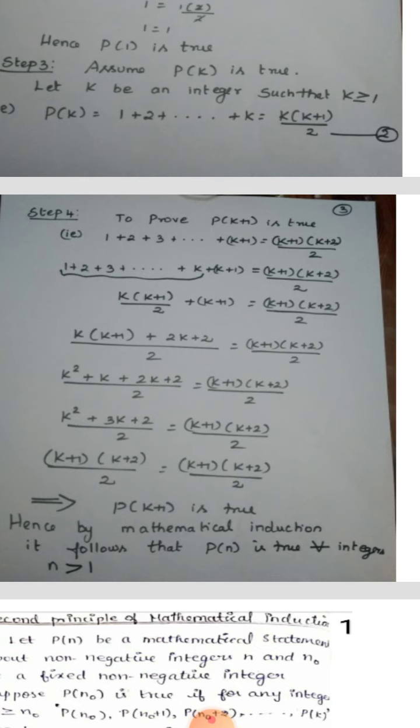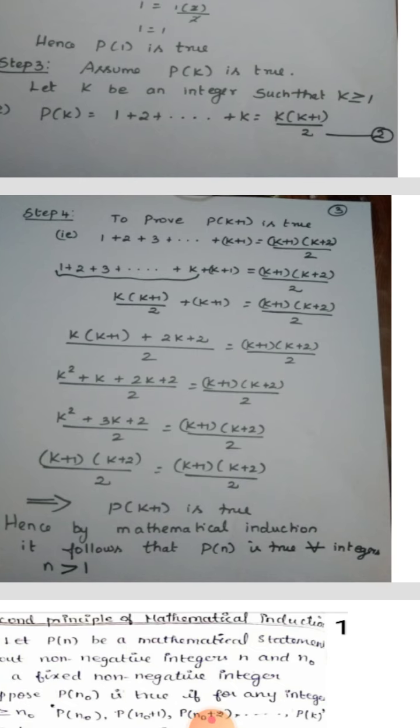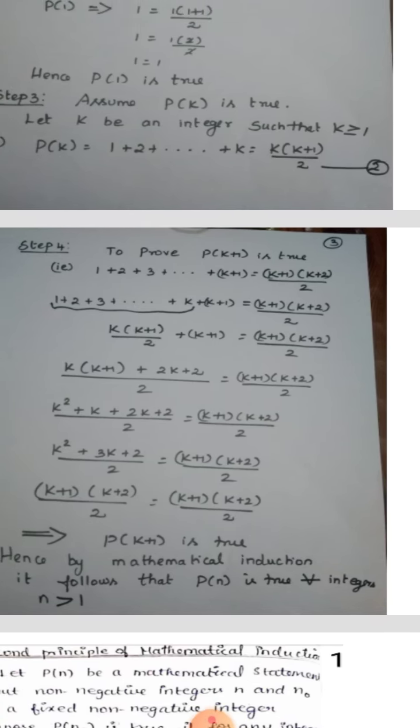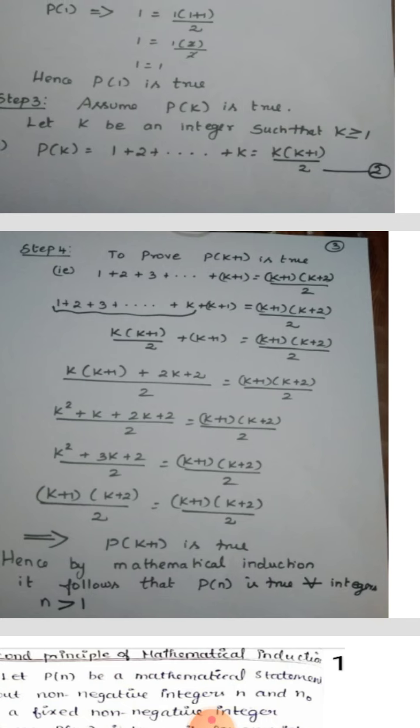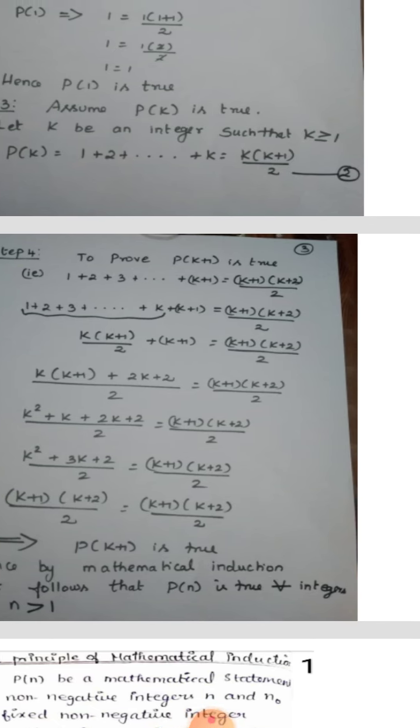Now step 4 is we have to prove P(k plus 1) is true. Now you have to prove step 4. What does P(k plus 1) is true mean? It means 1 plus 2 plus 3 etc. plus k plus 1 is equal to k plus 1 into k plus 2 by 2. We have to prove this.